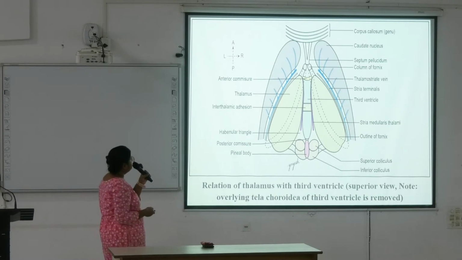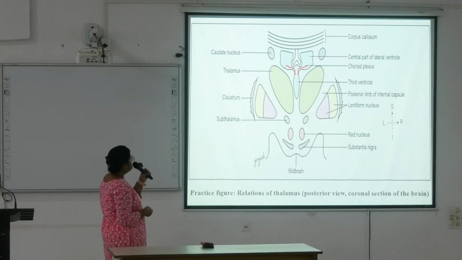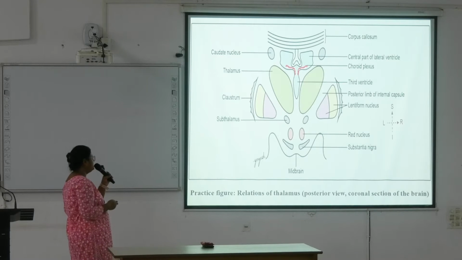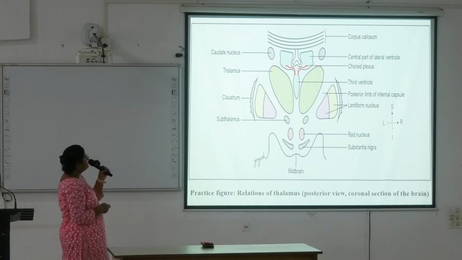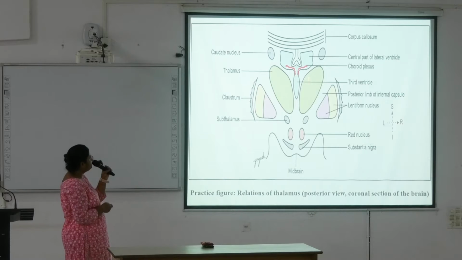Okay. Next. And this is one coronal section. Okay, coronal section through the thalamus. See here, these are the choroid plexus of the lateral ventricle extending into the third ventricle also.